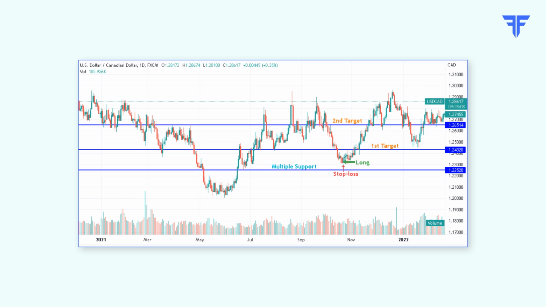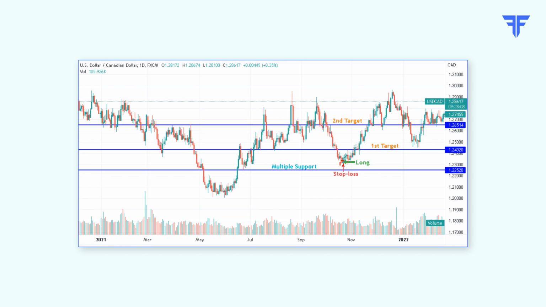So now let me tell you how to take a long position. So this is a chart of US dollar and Canadian dollar. On the chart you can see that how the prices have corrected from 1.28 levels till 1.22 levels. 1.22 level is a very strong support. Also we have seen that in the past also prices have bounced back from this particular level. Besides this, what is interesting to note is that it has formed a positive pattern. So with these two conditions, one can go long for the target of 1.24 and for the target of 1.26.